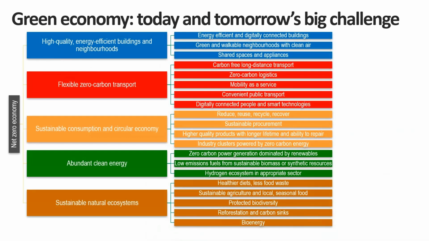The green economy is a big challenge. If we look at what is a green economy, what does it look like? It represents some fundamental changes in the way society would operate and the economy would operate. It involves things like creating energy efficient buildings and neighbourhoods, zero carbon transport, public transport, sustainable consumption, which involves a lot more recycling, the circular economy, resource efficiency, clean energy, and sustainable natural ecosystems. When you unpack this all, it's quite a significant transformation.